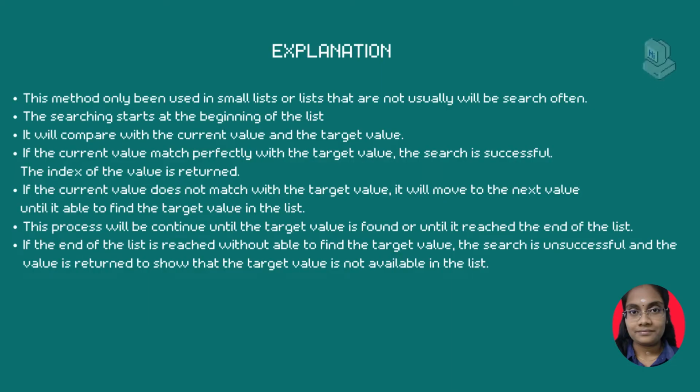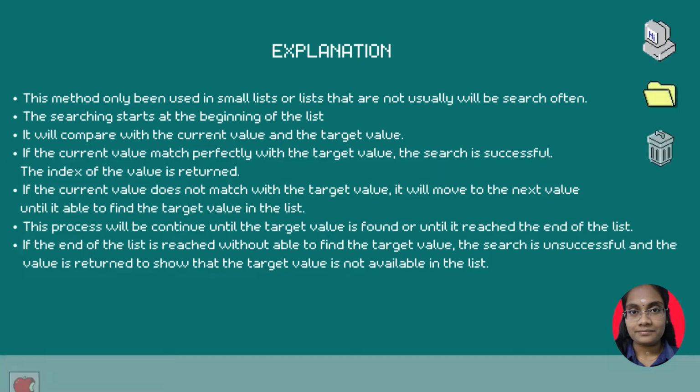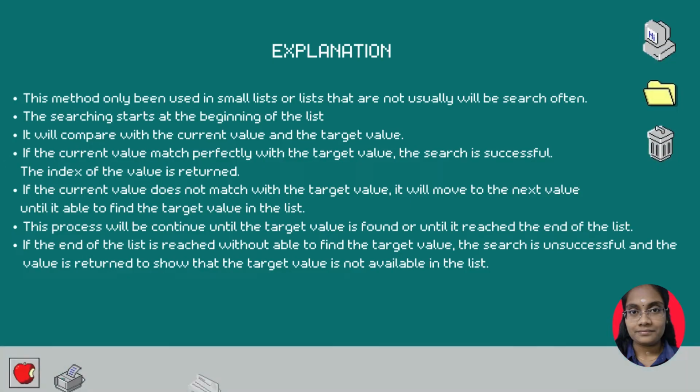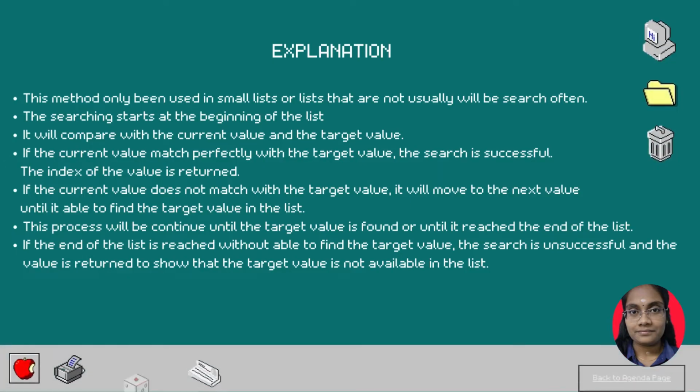For the sequential search, this method is only used for small lists or lists that are not searched often. The searching starts at the beginning of the list. It will compare the current value with the target value. If the current value matches the target value, the search is successful. The index of the value is returned.